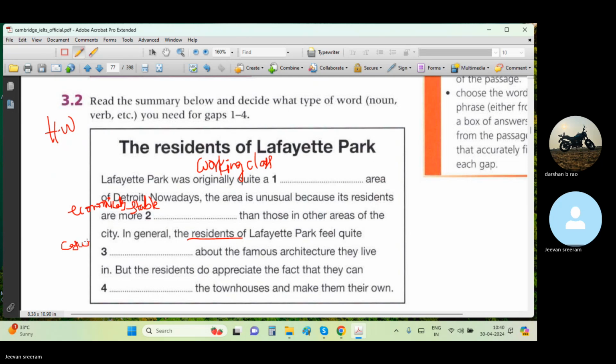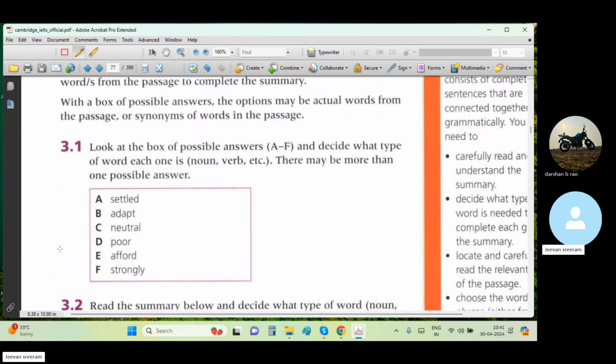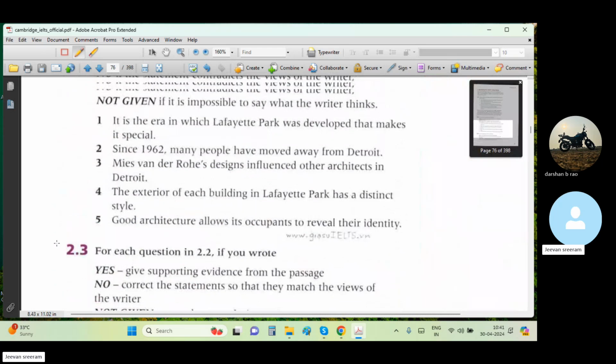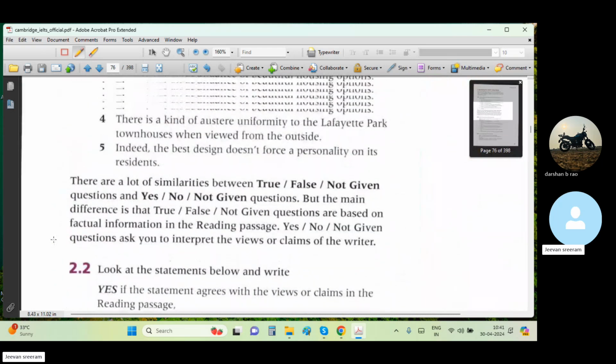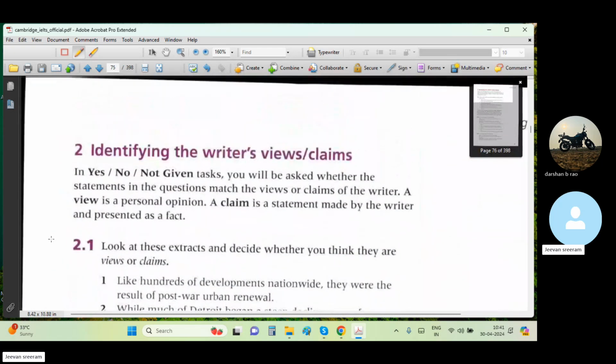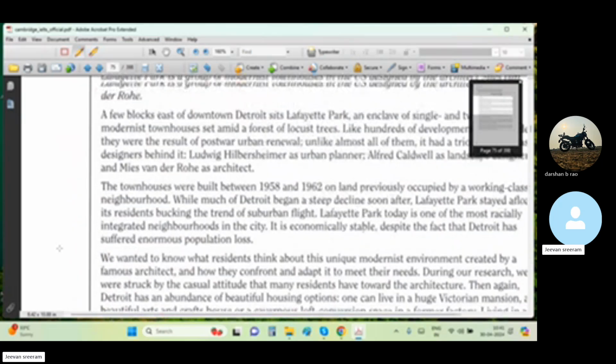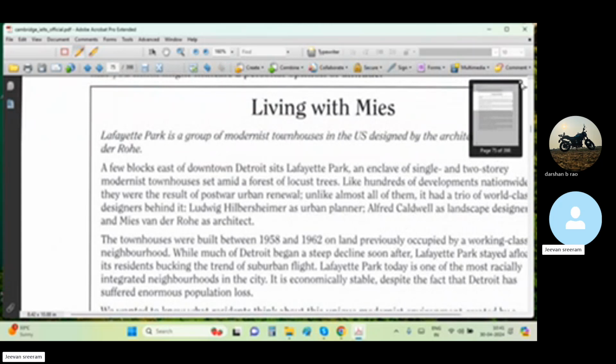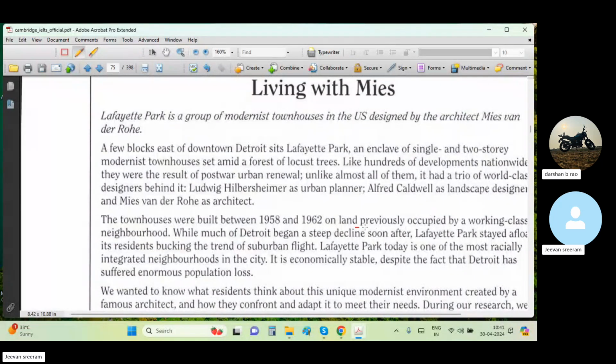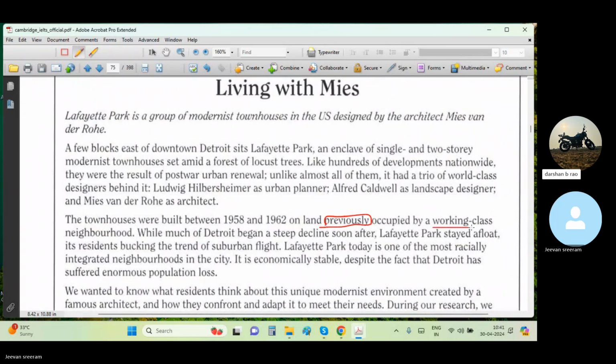Casual. Their casual attitude, no? There are clear proof lines. You can observe the proof lines, you know. Originally, previously occupied by a working class neighborhood. So this statement gives the answer to the first question.